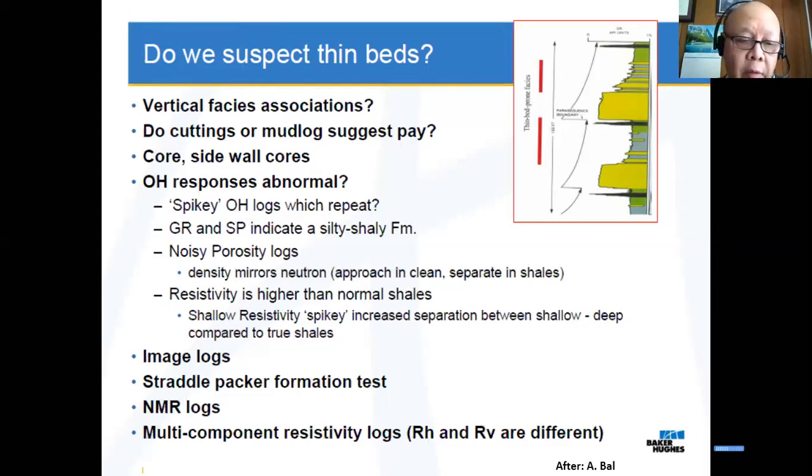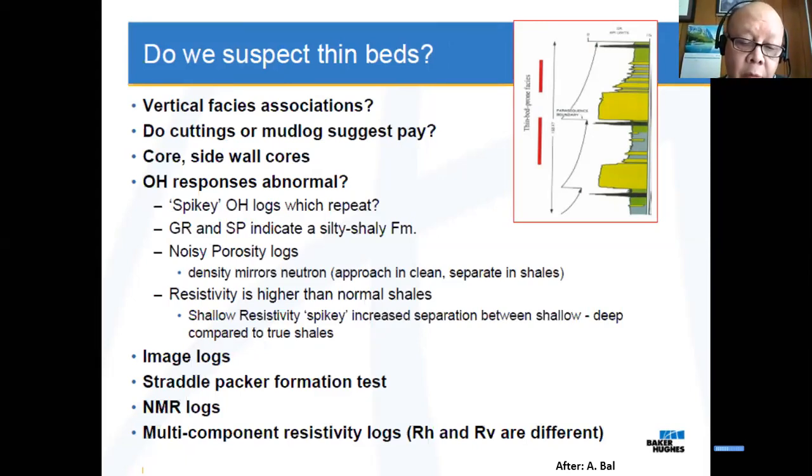If we have image logs, of course we can see those laminae on the image logs. Then the next step, to really evaluate whether those are hydrocarbon bearing or not, we'll be doing a formation tester with either a straddle packer or a dual packer type of formation tester, because we need to straddle across the sand stringers. If you do a formation test with a probe, we probably will not be able to hit the stringer because the stringers are so small, the probe will probably miss it. So normally we have to use either a straddle packer or a dual packer type of formation tester, or NMR logs may help.